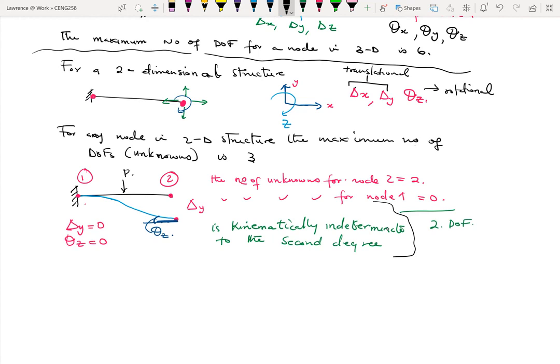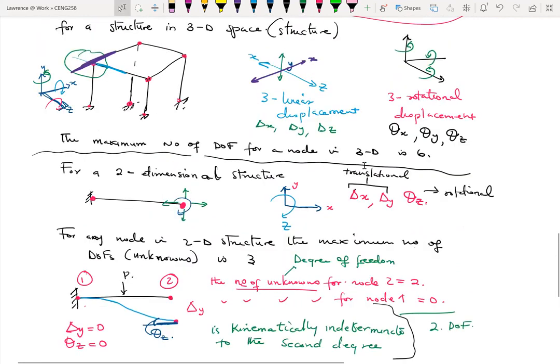Yeah, there's a node over there. The number of the unknowns has to do with the degree of freedom. So if you take the node, the degree of freedom has to do with the displacement of the node.